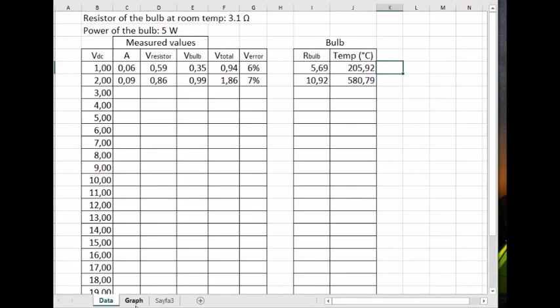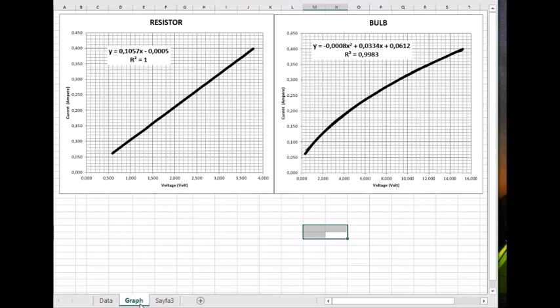Here, I will give you a hint. Just think about the melting point of the tungsten. Furthermore, you are asked to draw current versus voltage plots for the resistor and the bulb as seen on the screen. Do not forget to insert the equation of the fitting curve with the value of R square on the graph.